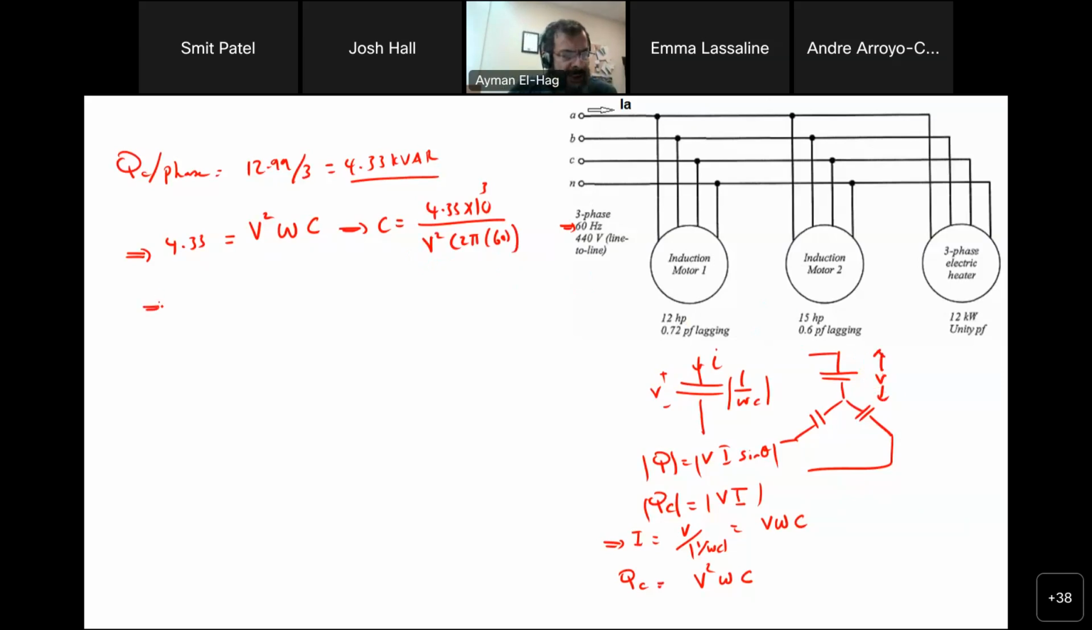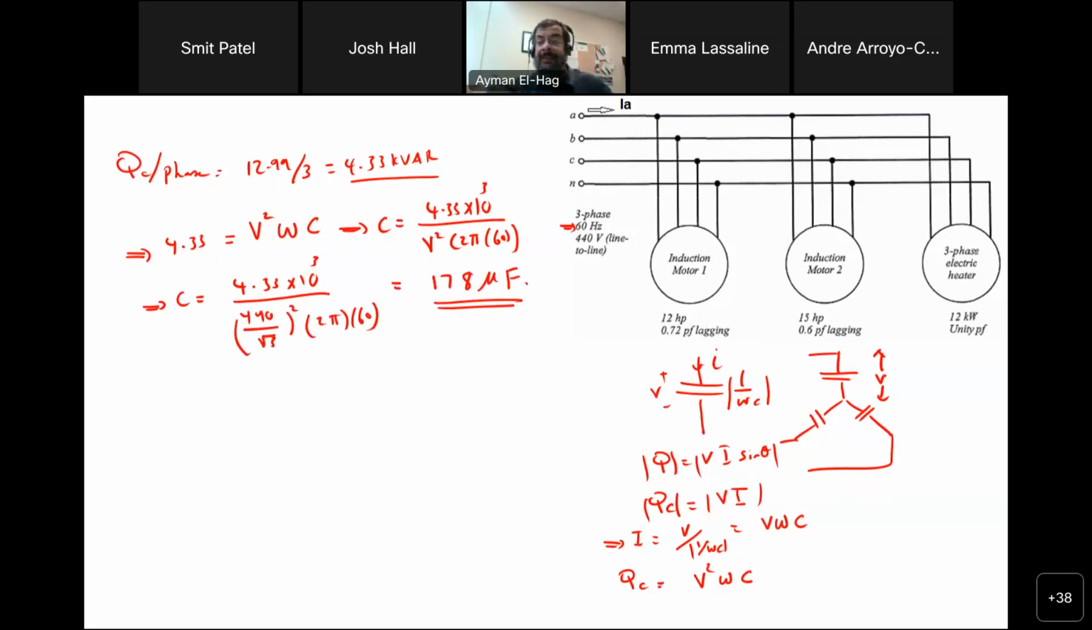So your C will equal 4.33 times 10 to the power 3 divided by V squared times omega, which is basically 440 divided by √3, all squared, times 2 pi times 60, and this will give me 178 microfarad.